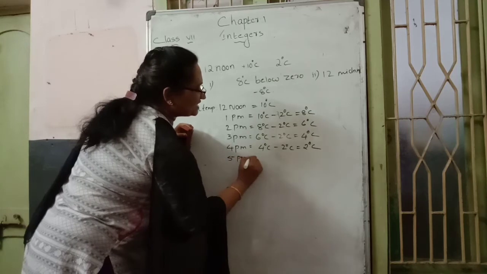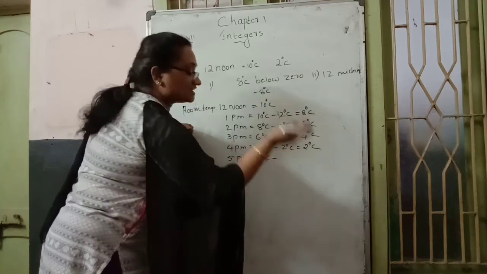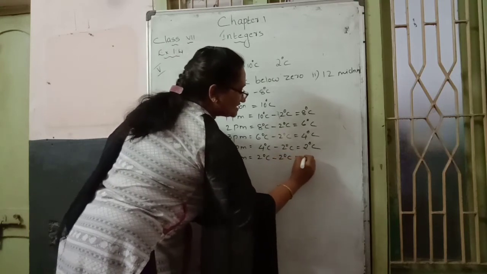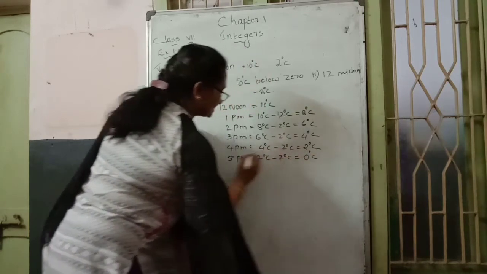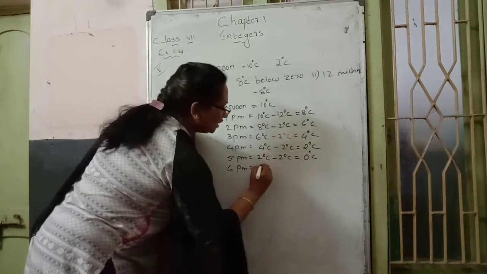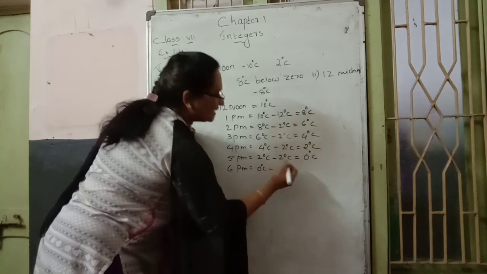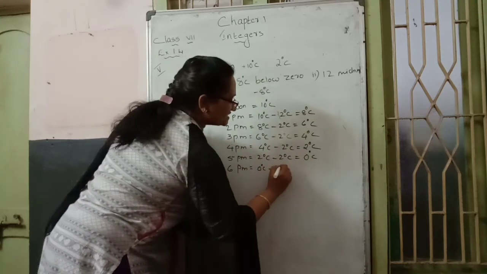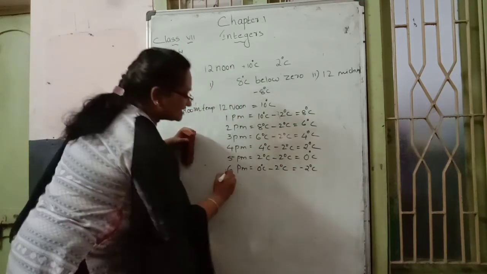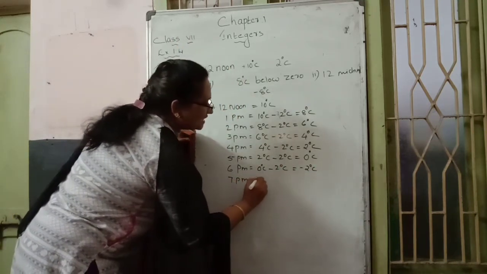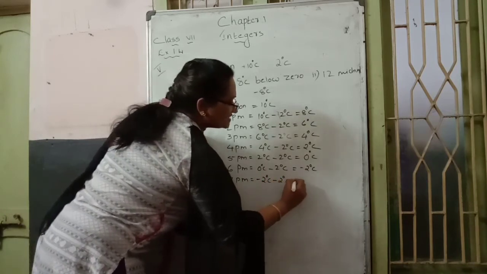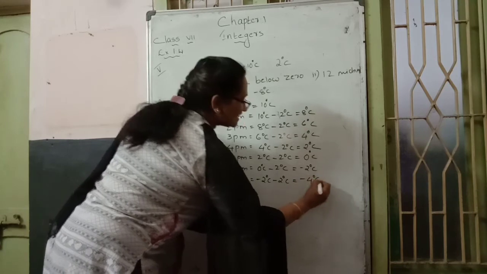What is the room temperature? Minus 2 degrees Celsius again, there also each 1 hour 2 degrees are reducing. 2 degrees Celsius is equal to 0 degrees Celsius. Then 6 p.m. is equal to how much? 0 degrees Celsius minus again 2 degrees Celsius reducing means it becomes minus 2 degrees Celsius. 7 p.m. it becomes minus 2 degrees minus again 2 degrees reducing, equal to minus 4 degrees Celsius.